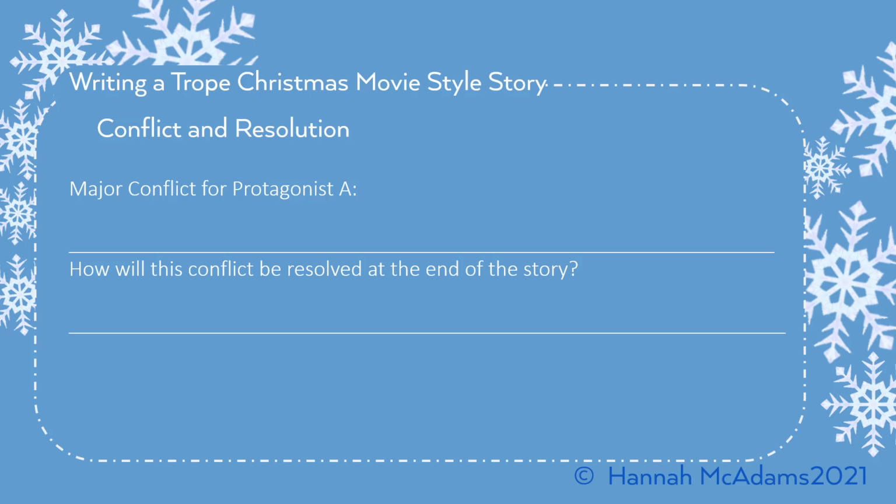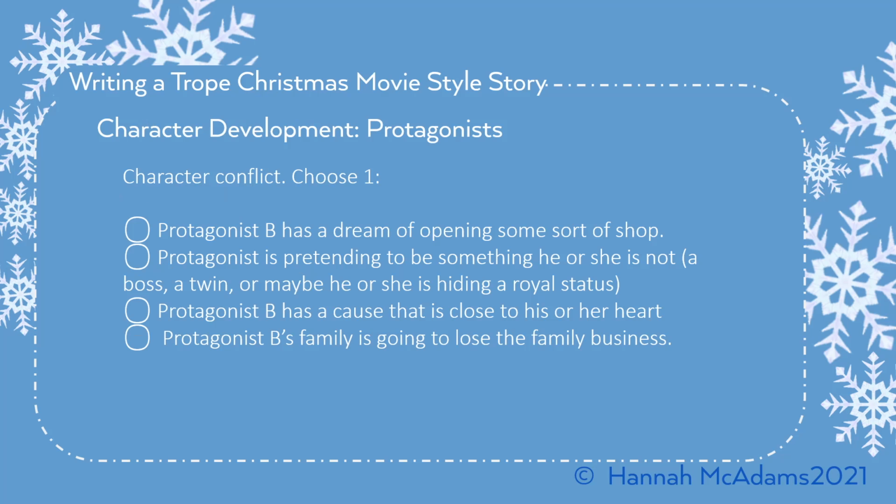So if the problem they're facing is that the family is facing a crisis, maybe somebody's sick, then at the end, that sick person is feeling better. If they have to sell the farm, then by the end, somebody has paid for that farm, they've had a charity event or something, they've raised enough money to save the farm, okay? So whatever you pick, it needs to be resolved, okay? Same thing for protagonist B.